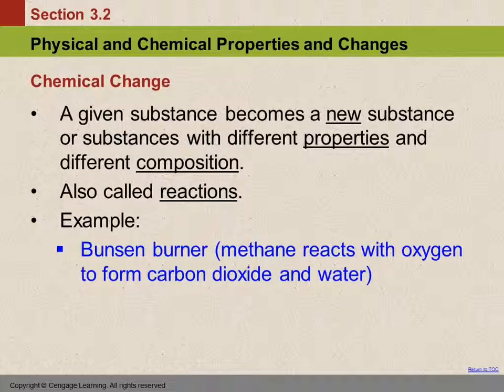In a chemical change, the substance you start with becomes a new substance. That new substance is going to have different properties and a different composition. Chemical changes are the same as chemical reactions. So we also call these chemical reactions. So an example is a Bunsen burner. The Bunsen burner has methane reacting with oxygen to form carbon dioxide and water. So here is this gas changing. It's not just condensing or being compressed or something. It's actually changing into something else. And that's a chemical change, also known as a chemical reaction. And of course, we're going to talk a lot more about those in the future.